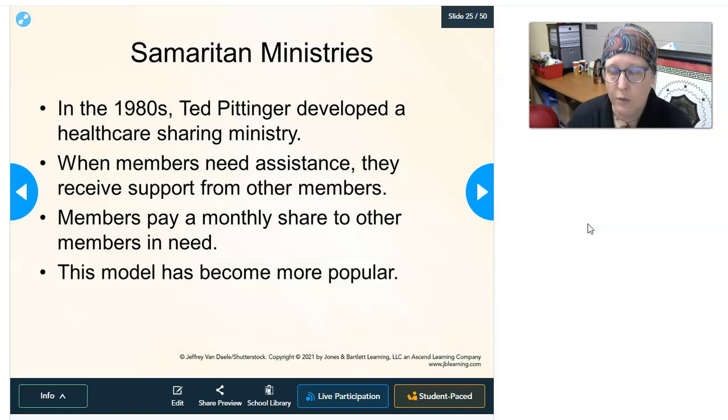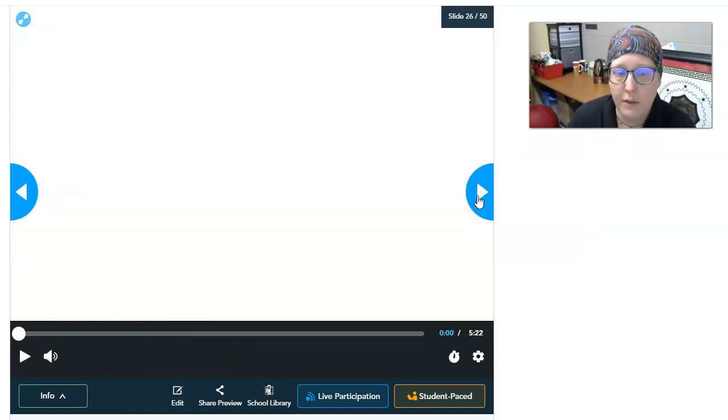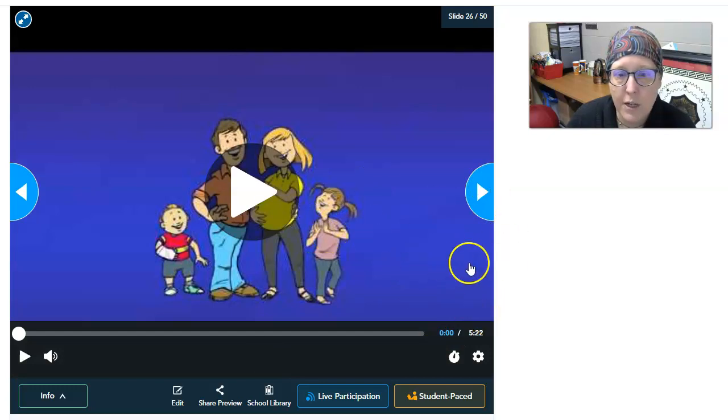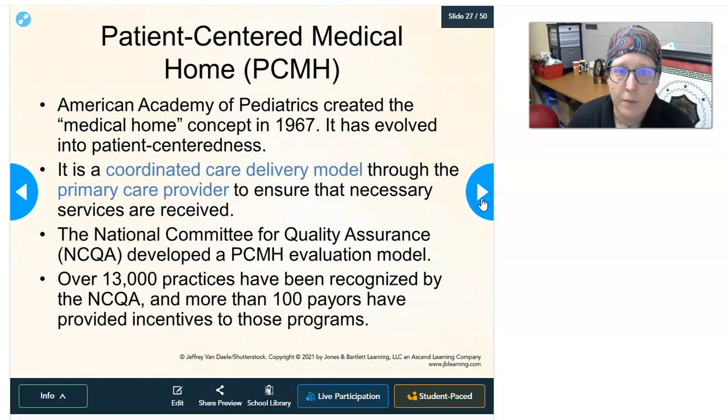To cover a family or to cover a person would be X amount per month, and you pay that in. And then if you have any kind of health need, you go to the clinic or whatever, and you have a bill, you pay that bill, but then you file for reimbursement, and then they pay you back for that medical bill. That's the way it works, basically. I have a video here for you guys to watch on one such Samaritan ministry. And again, those are in your Nearpod.